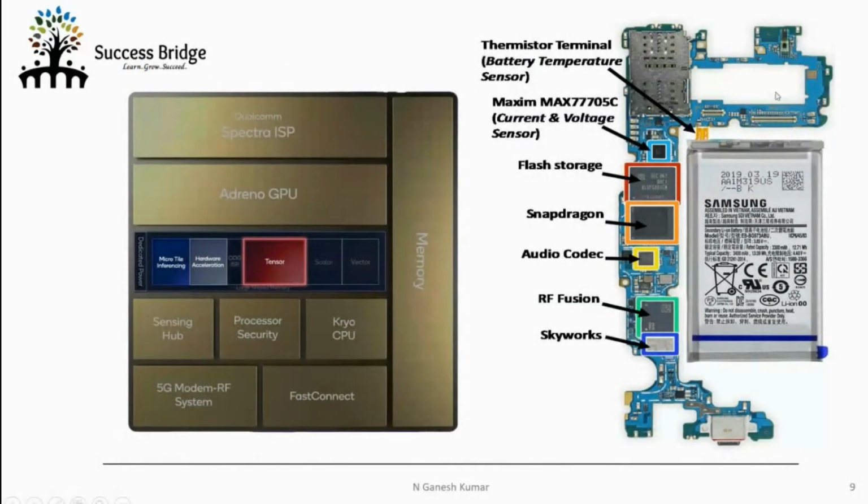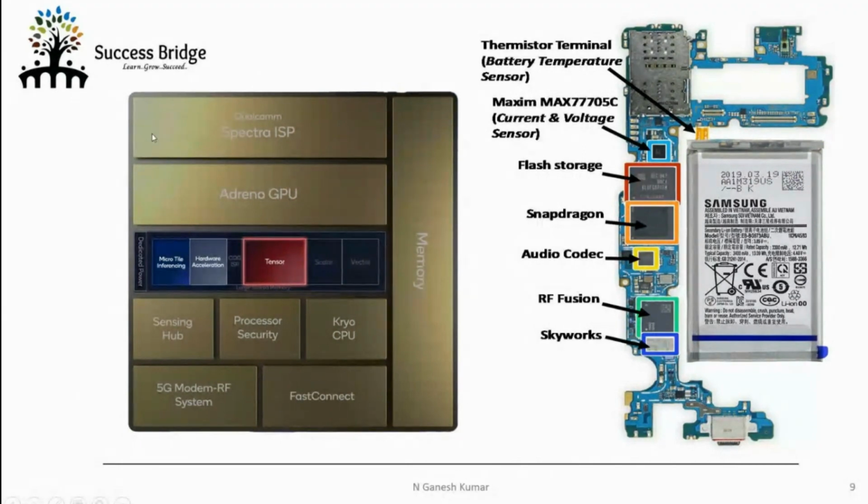I'm taking one Samsung chipset here. This is your Snapdragon processor, and this is your audio codec, RF Fusion, Skyworks, flash storage, memory of this particular Samsung. So all are individual components on a chipset. Majority of the space is occupied by your battery itself. So this is your mobile phone, and you see the size of these individual components and the placement here.